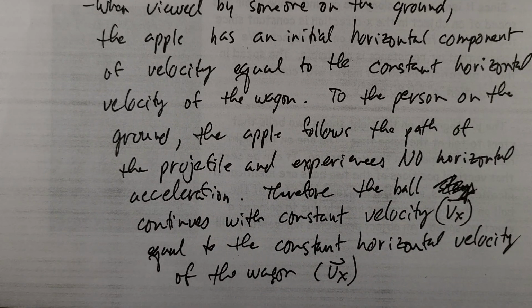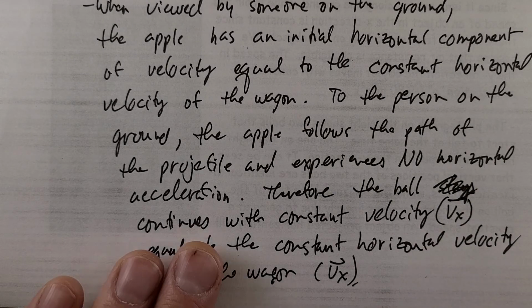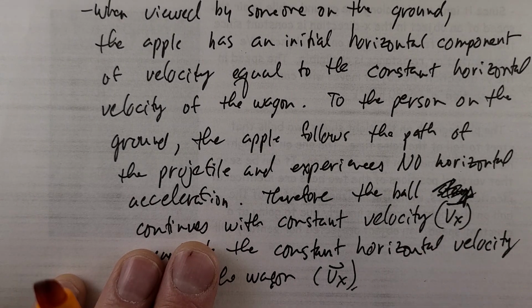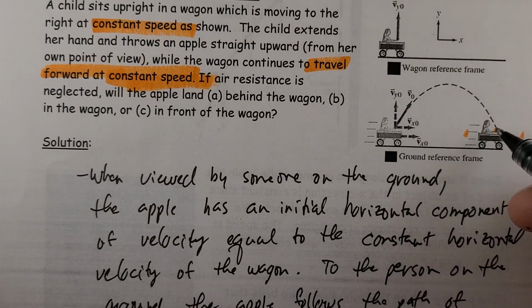If you're sitting in the back seat of your car, going 100 kilometers per hour on the highway, and you throw a ball up in the air, you catch it. It doesn't fly back behind you. It doesn't fly in front of you. It lands directly in your hand because the ball is going with you.